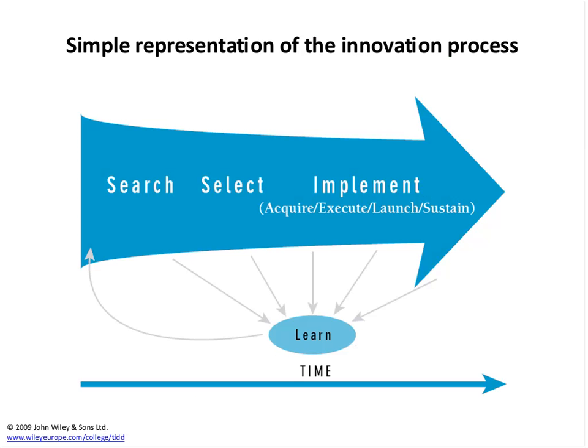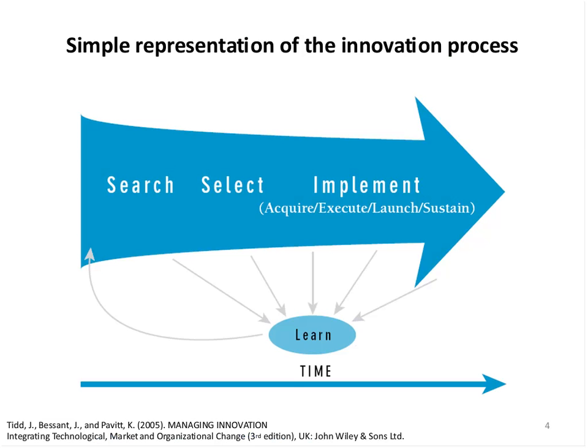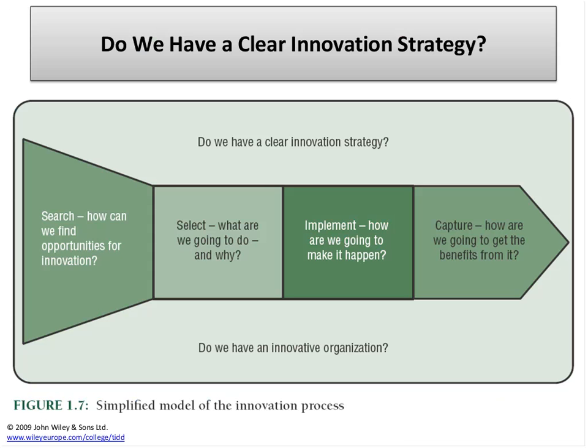In the old book, which was written by Tidd, Bessant, and Pavitt, and peace be upon Pavitt because after this version of the book, Pavitt died, and therefore the new version of the book does not have Pavitt on board. And in the old version of the book, we have this diagram: search, select, implement, and the learning which happens all through the way. And then in the new book, we have the new, improved diagram, which has search, select, implement, and capture.